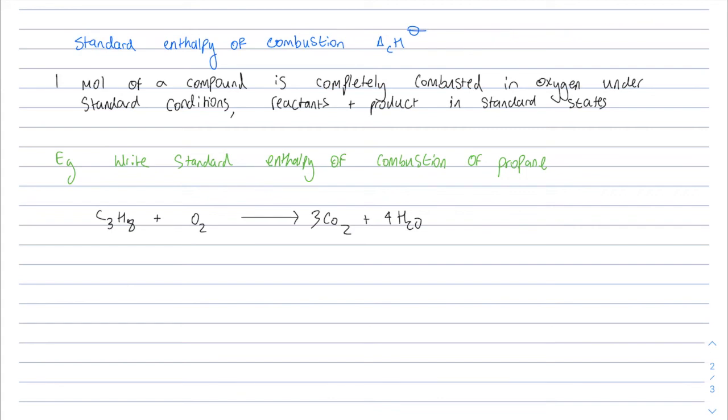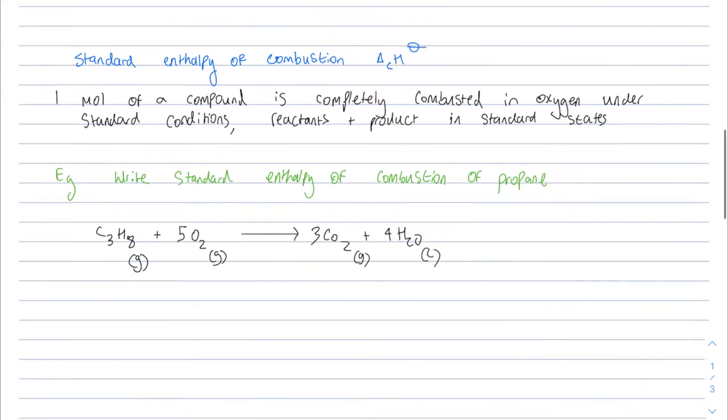Now we can see that if we just add up how many oxygens we have, we have 3 times 2, 6, plus 4, we have 10 oxygens. Hence, on the left-hand side, we need to have 10 oxygens. How do we do this? By simply putting a 5 in front of the O2. Now, this is a balanced equation. Write down your standard states. Propane is a gas, oxygen is a gas, carbon dioxide a gas, and water a liquid.